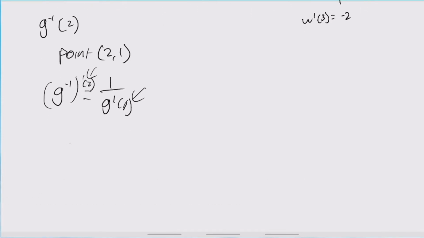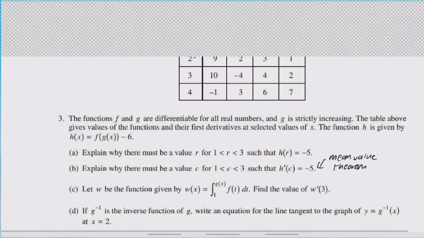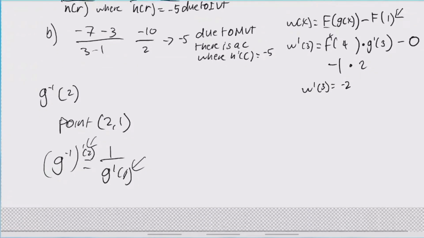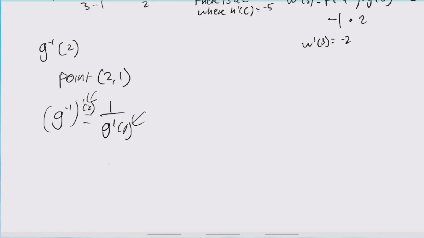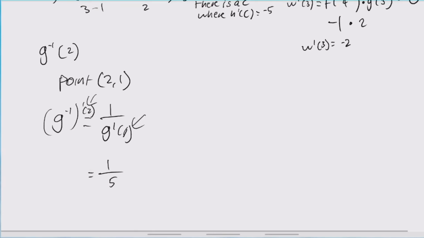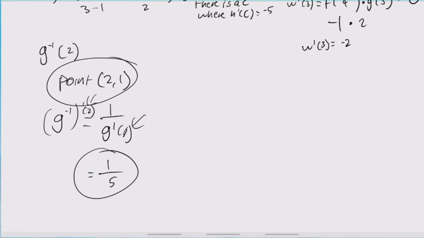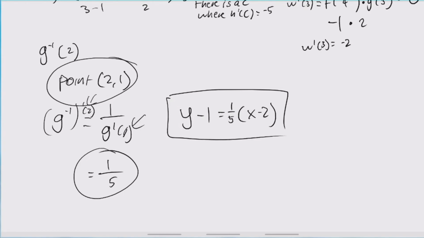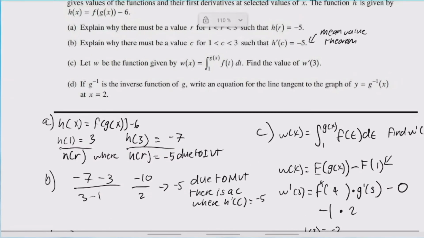So then from here, my slope in this case is going to be 1 over g prime of 1. And so g prime of 1 is 5. So in this case, my slope is 1 over 5. Okay, so then this is my slope. This is my point. So when we put it together, I get y minus 1 equals 1 over 5 parentheses x minus 2. And then this is the equation of the tangent line to my g inverse function.